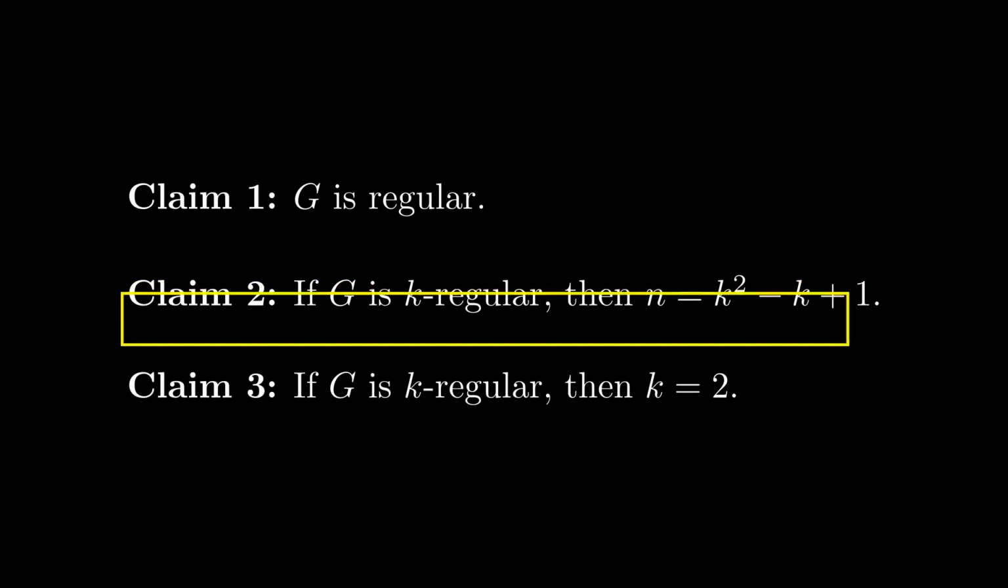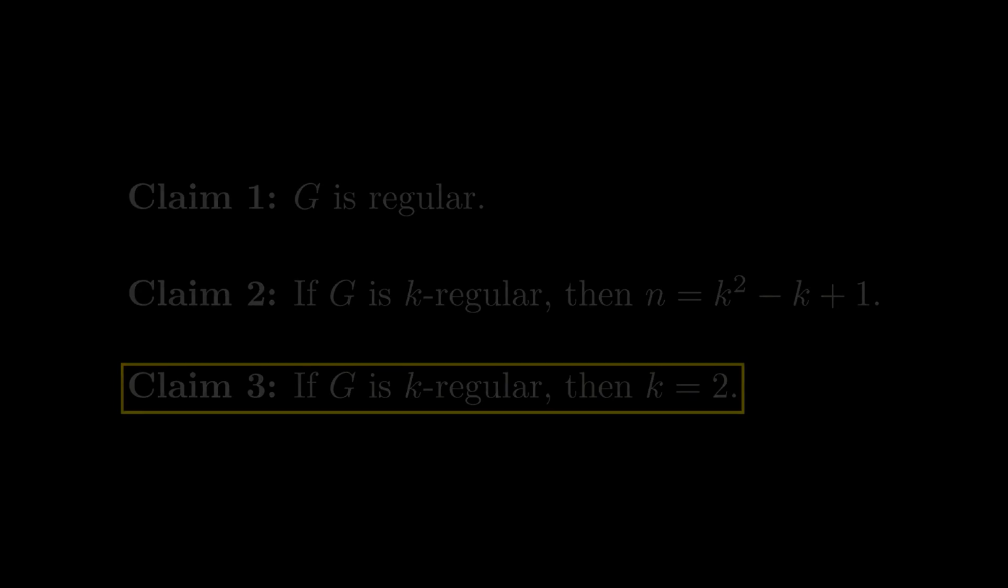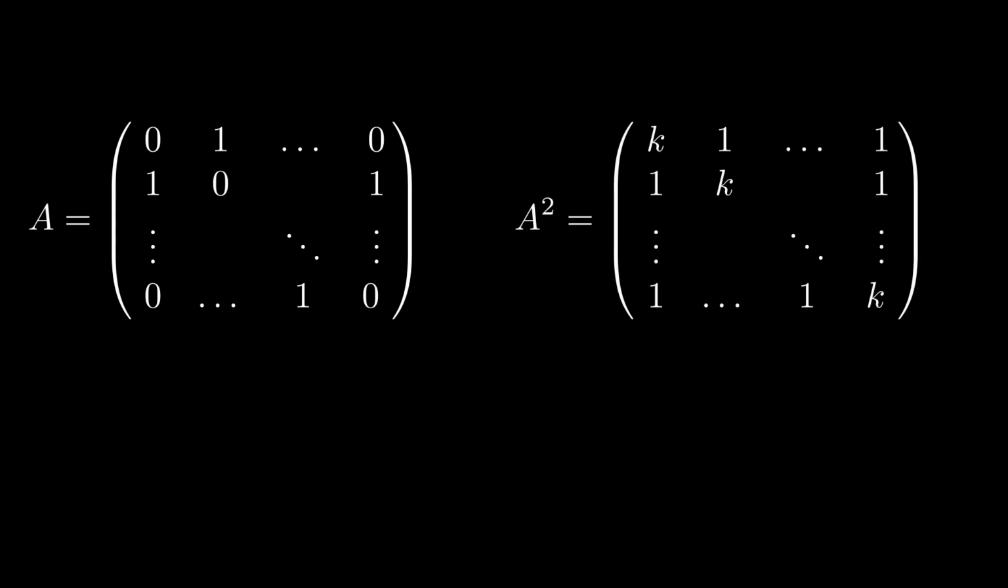Claim 3 arises from a neat trick using the adjacency matrix. Recall that the adjacency matrix A of a graph is a matrix whose ij element is 1 if vertices i and j are adjacent, 0 otherwise. For our graph G, the adjacency matrix looks something like this. Since we assume G is k-regular, there will be k occurrences of value 1 in each row and column. If we square A, we get something like this. You can verify this using matrix multiplication, but note that the main diagonal consists of all k's because G is k-regular, while the off-diagonal entries are all 1 by the friendship condition.